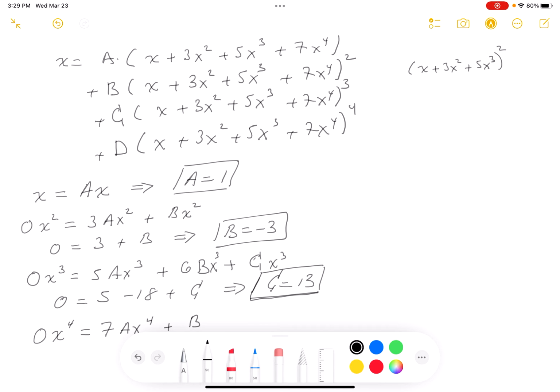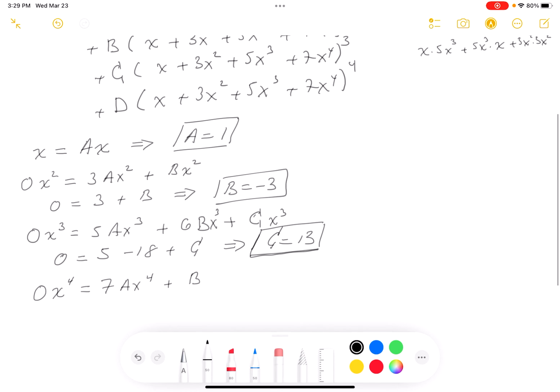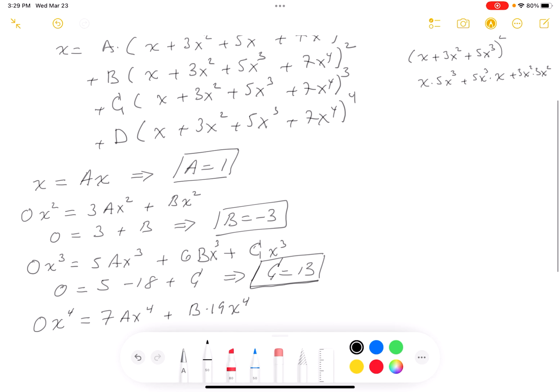All right, so what are the possibilities over here? Well, it could be x times 5x cubed. It could be 5x cubed times x, and it could be 3x squared times 3x squared. So that gives you 5, 10, 19, x4. All right, let's keep going. Boy, this is going to be a tough one, isn't it?